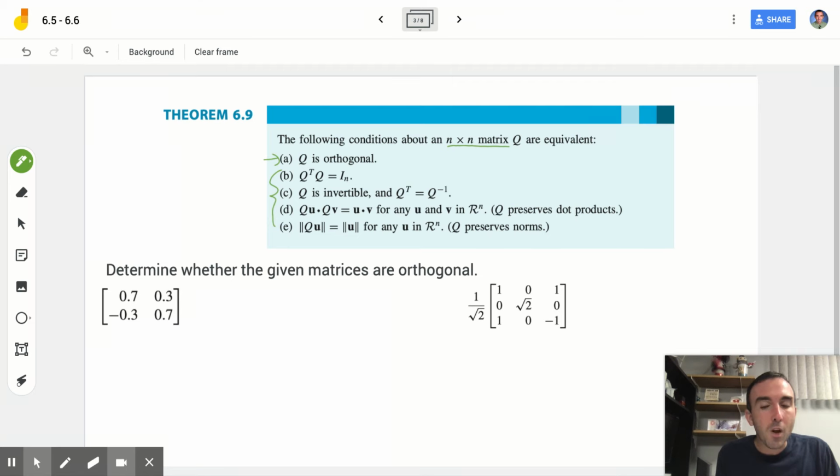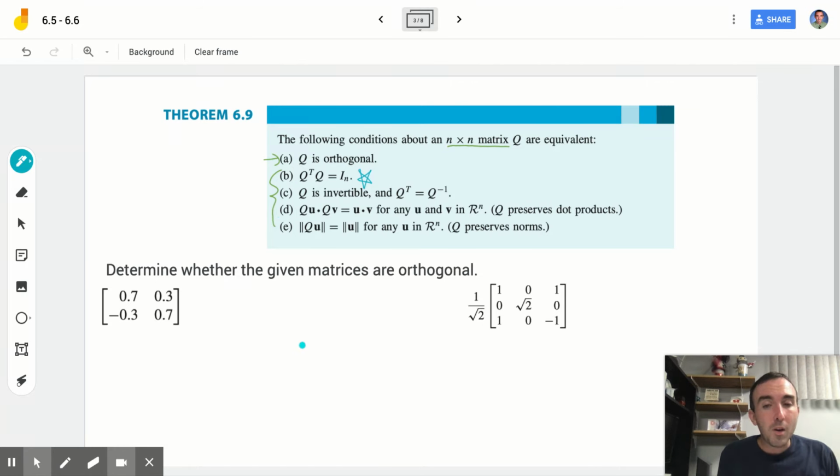I would say that the most common property that we use to mean the same thing as being orthogonal is the second one, that the matrix transpose times the matrix is equal to the identity matrix. That's the best way to show whether or not a matrix is orthogonal. There's a couple of other properties. If the matrix Q is invertible, then its transpose is equal to its inverse. Q preserves dot products for any vectors u and v, and then Q preserves norms for any vector u in Rn. The last two are less common. I would say B and C are a little bit more common.